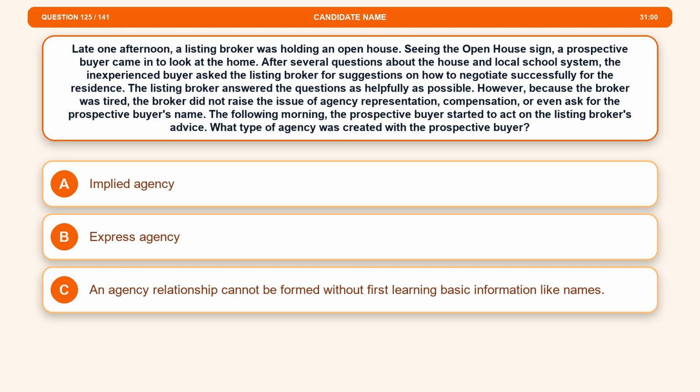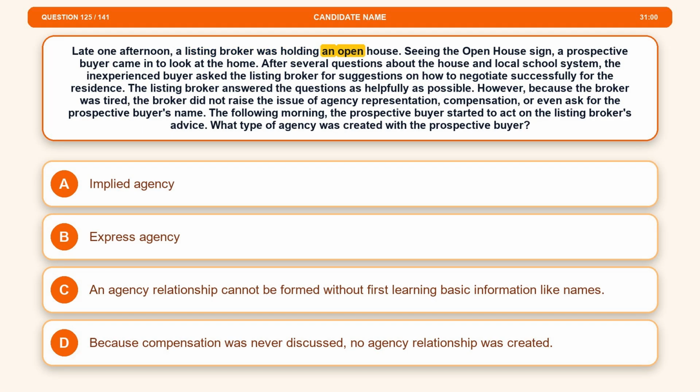Question 125. Late one afternoon, a listing broker was holding an open house. Seeing the open house sign, a prospective buyer came in to look at the home. After several questions about the house and local school system, the inexperienced buyer asked the listing broker for suggestions on how to negotiate successfully for the residence. The listing broker answered the questions as helpfully as possible. However, because the broker was tired, the broker did not raise the issue of agency representation, compensation, or even ask for the prospective buyer's name. The following morning, the prospective buyer started to act on the listing broker's advice.